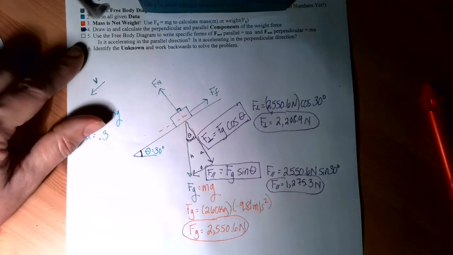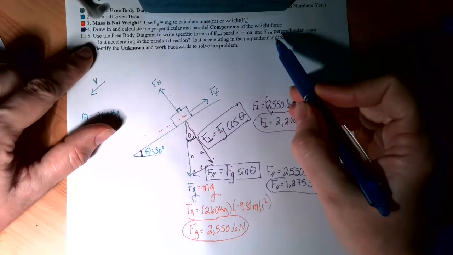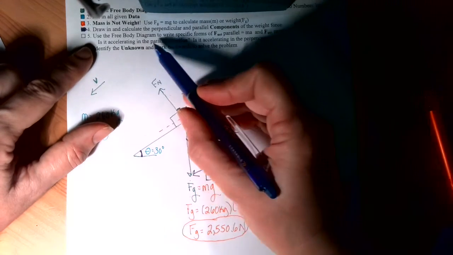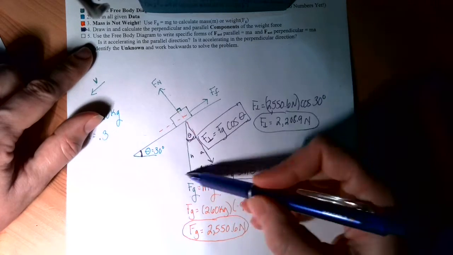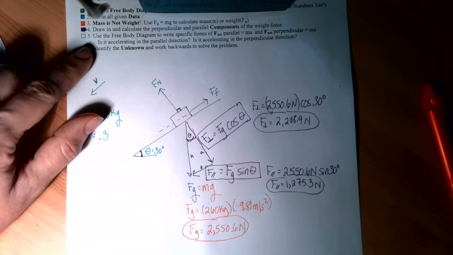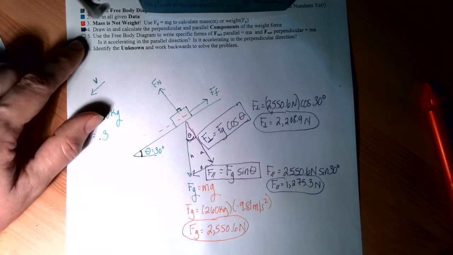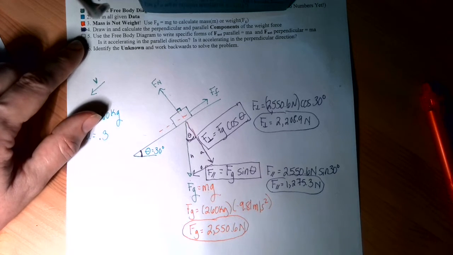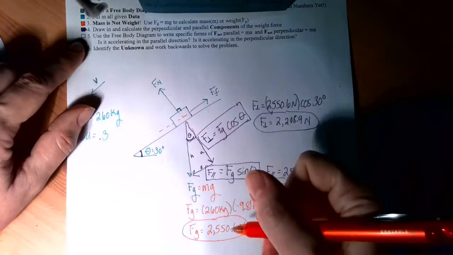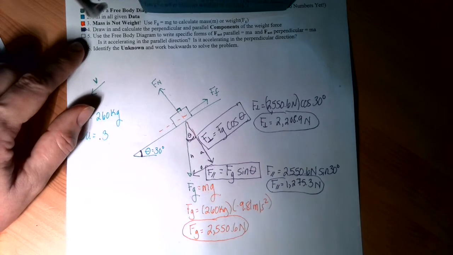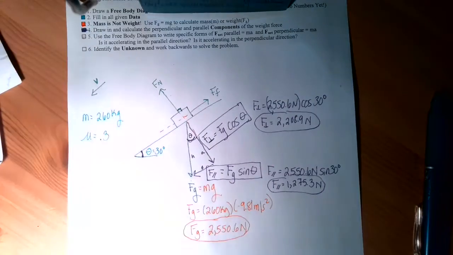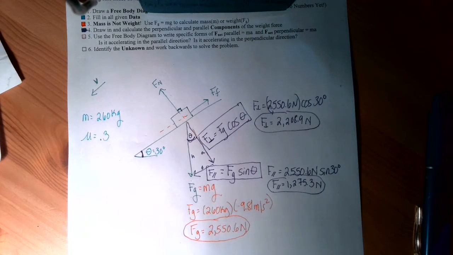So remember, if you're stuck on these problems, you're probably stuck on step 5 where you're writing specific forms of F net equals MA. This is the whole point of this carefully drawn picture, is to write specific forms of F net equals MA. I'm going to do this in orange, I guess. Or I did orange there, so I guess I'll do this in red. I'm trying to keep the colors the same, but I see that I didn't even do that. I can't do it in red because red decided to go out. Okay, I'm going to do pink.